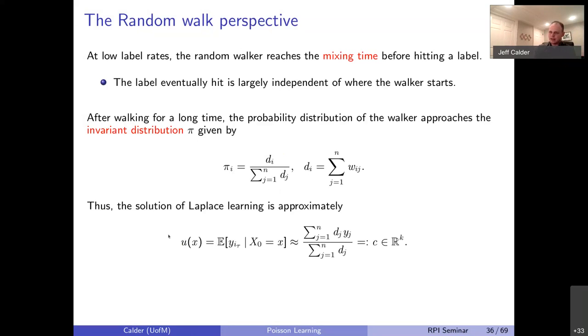So you can write down that the solution to Laplace learning in the very low label rate regime, where it takes a long time for this random walker to hit a label, you're basically averaging the label vectors by the invariant distribution of the random walk. And so you get that U of X is roughly a constant, like we saw in all of those images earlier. But we know exactly what the constant is. It's the constant vector that's just the weighted average of all the labels, weighted only by the degree of the label. So you trust the ones that have higher degree more than the ones that have lower degree. But what this says for classification is that everything in the graph gets the same label. It gets whatever label vector is closest to the constant C. I put everything in the whole graph into that one class. So this is why you get catastrophic classification results, similar to random guessing.